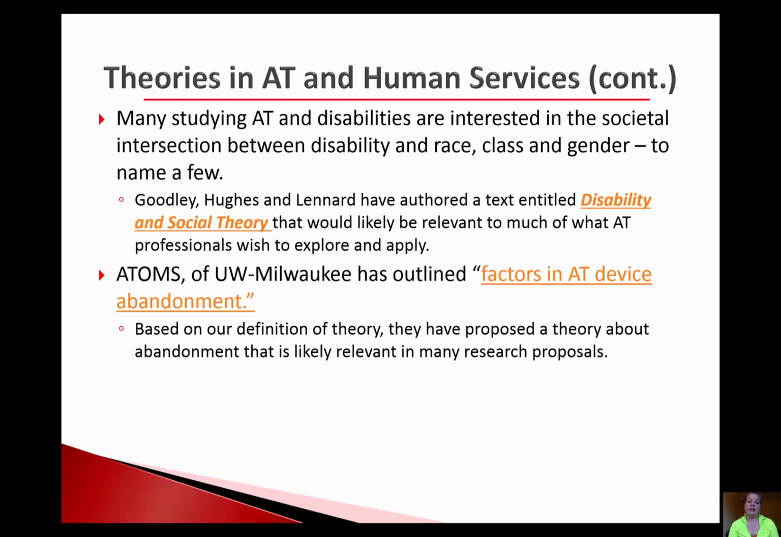Many who are studying AT and disabilities are interested in the societal intersection between disability, race, class, and gender, just to name a few of those intersections. Goodley, Hughes, and Leonard have authored a text entitled Disability and Social Theory that would likely be relevant to much of what assistive tech professionals wish to explore and apply. These books and journals that I'm talking about, as you go into the field with your master's in assistive technology and human services, you should probably have a copy of each in your possession, in your office, on your bookcases, and maybe even a subscription to that journal.